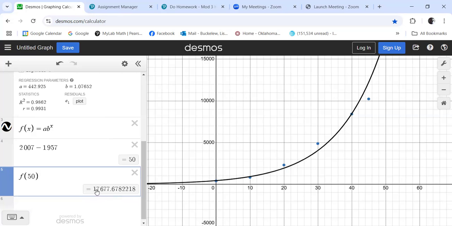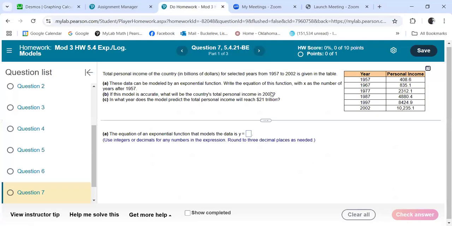But remember, the 1 and the 7, those are beyond the billions place. Now if we're in 1,000 billions, that really means we're in trillions. So 17 trillion. So this we would round to the right amount and plug it in for our answer in part B here.